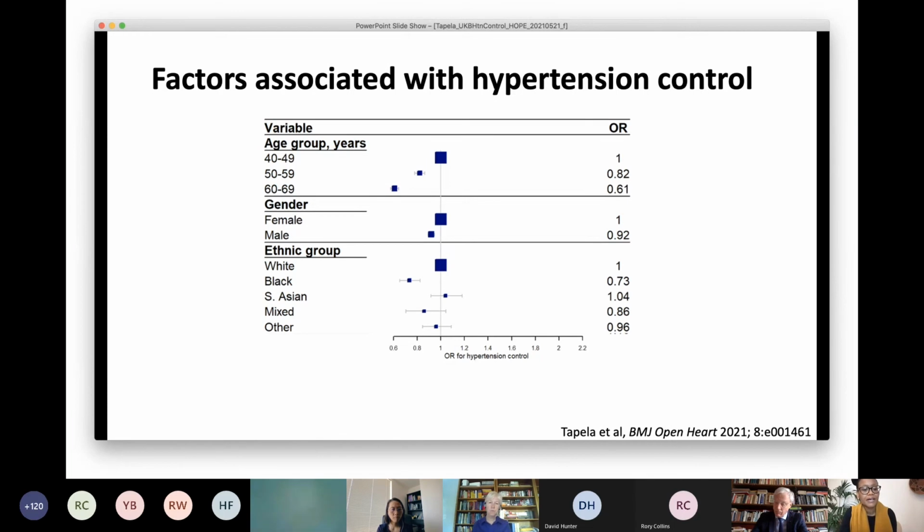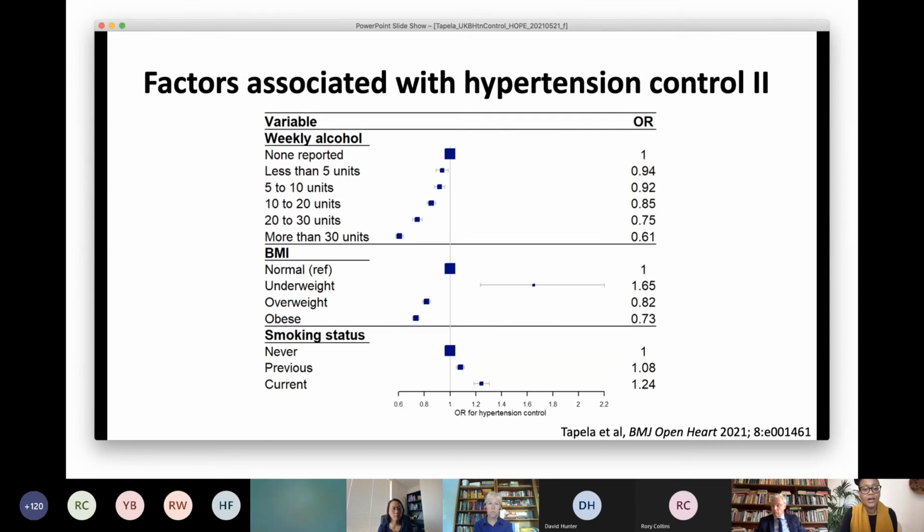We also found that compared to people in the white ethnic group, Black people had lower odds of hypertension control, and this was after controlling for a variety of socioeconomic factors, including education, household income, and Townsend deprivation score. We found that higher use of alcohol, as well as higher BMI, were associated with lower odds of hypertension control. This again is consistent with other studies and also our understanding of underlying mechanisms.